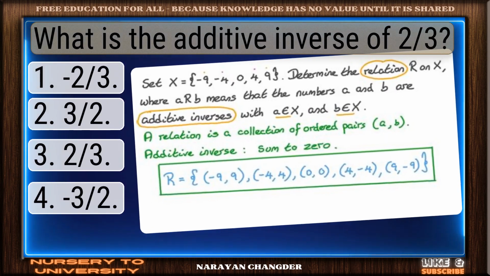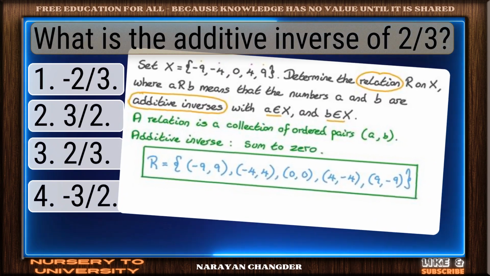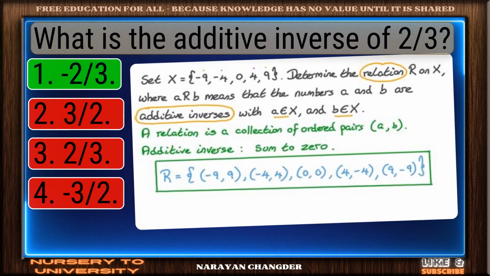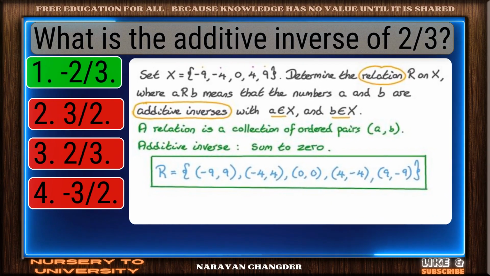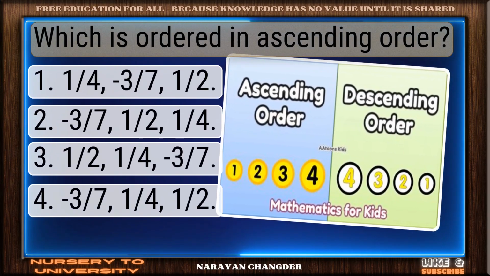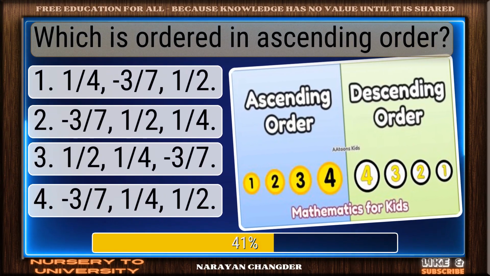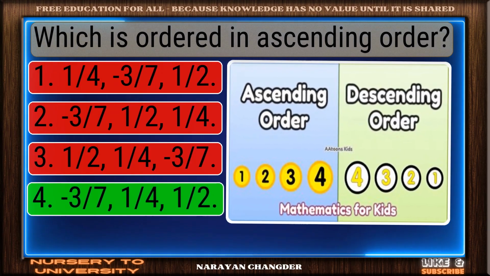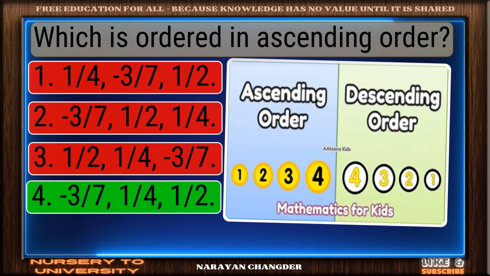Question number 66. What is the additive inverse of 2/3? Smart pick. -2/3 is the correct choice. Question number 67. Which is ordered in ascending order? Perfect. 3/7, 1/4, 1/2 is the correct choice.